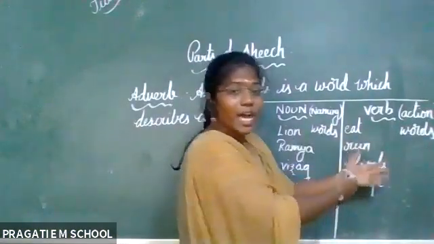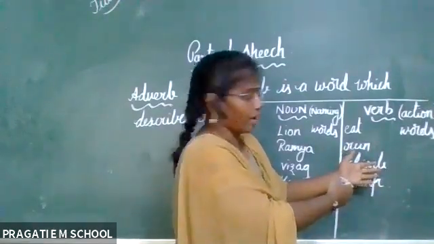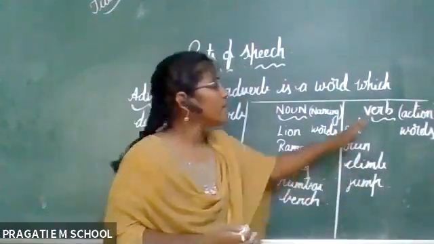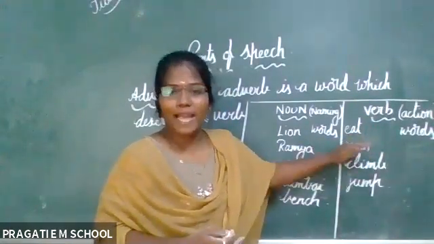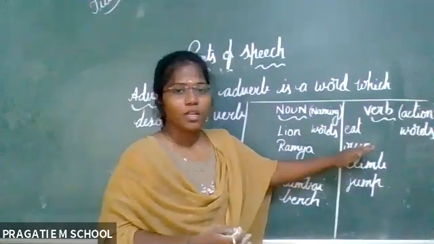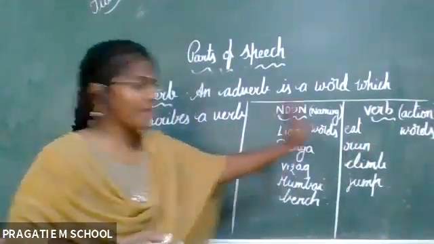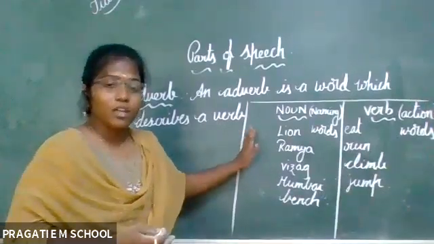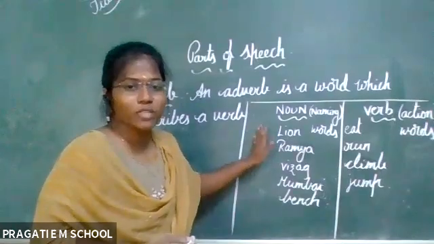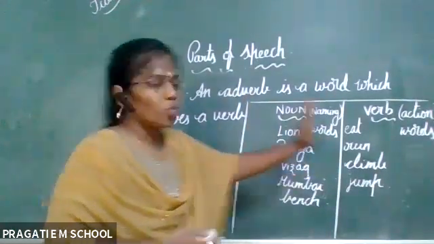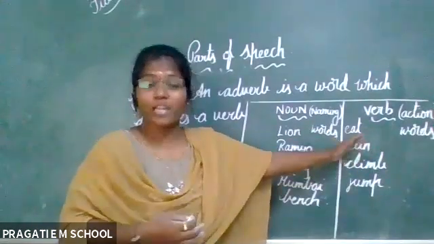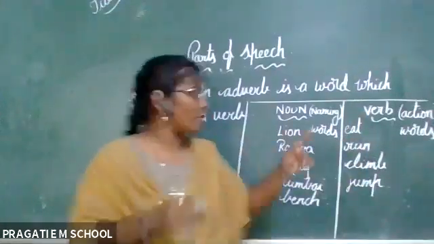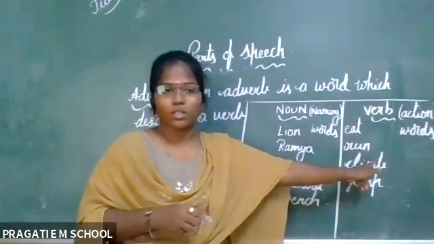But particularly here, I'm talking about the verb, which has something done. For example, eat, run, climb, jump. These are the examples of action words. Now you got clear? These are the naming words and these are the action words. A word which describes a noun, that means which gives some information about the noun, is called an adjective. So there is a lot of difference between naming words and action words.